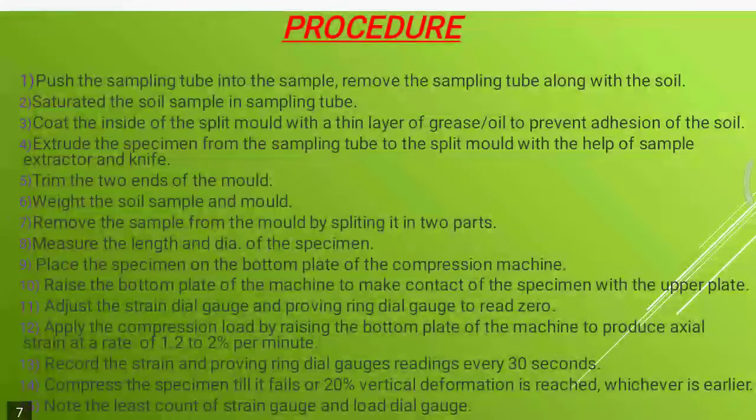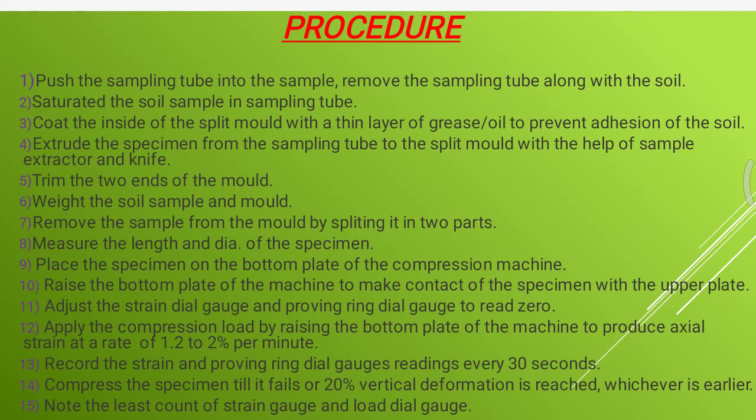Then the procedure. The first step is to push the sampling tube into the sample, then remove the sampling tube along with the soil. Then saturate the soil sample in the sampling tube. Then coat the inside of the split mold with a thin layer of grease or oil to prevent adhesion of the soil. Then extrude the specimen from the sampling tube into the split mold with the help of the sample extractor and nib.